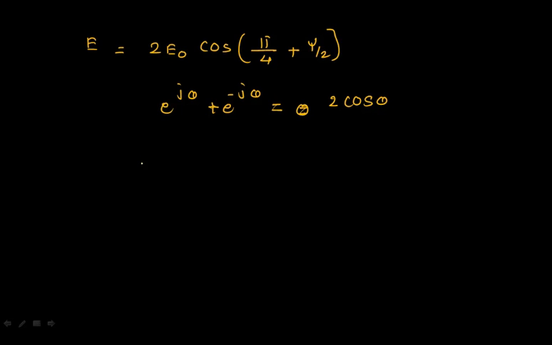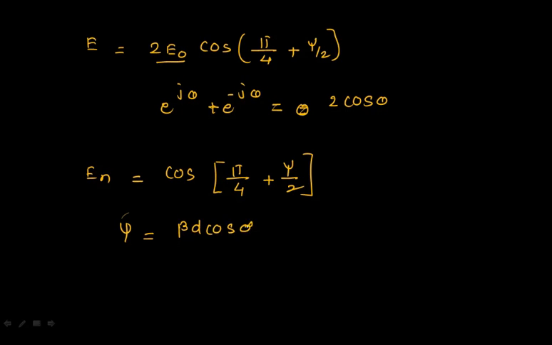Now if we are going to elaborate it further, we'll get this equation, as we are going to normalize this field. En is equal to, when you normalize, you assume that this is 1. So this will become cos of pi by 4 plus psi by 2. Now, what is the psi here? Psi is nothing but the phase difference or the phase of the received field. I can say this is beta d cos of phi.